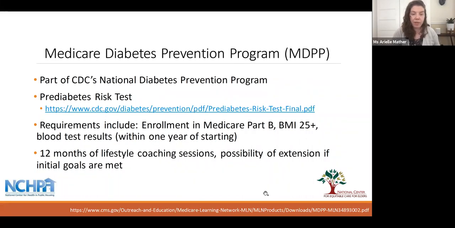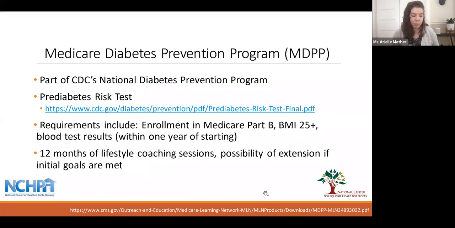Just really briefly, I want to mention that the CDC's Diabetes Prevention Program is a free tool for patients to help them learn and stick with healthy diet, physical activity, and stress management techniques to reduce the risk of diabetes. A few years ago, this lifestyle change program became a covered service for Medicare beneficiaries with pre-diabetes. You can see some of the requirements on this screen.